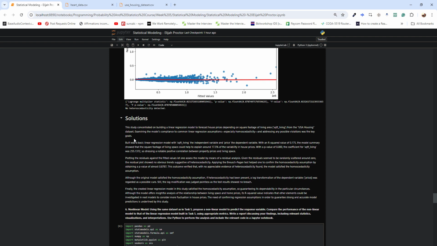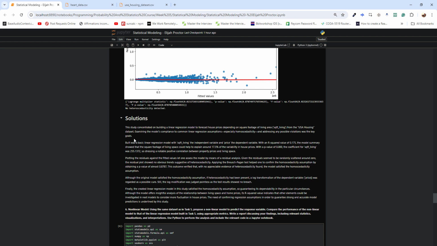Our goal is to check if the model met the key assumptions of linear regression, particularly whether the errors in predictions were consistent. Our model found that square footage could explain about 17.5% of the variability in house prices, which means other factors also play a significant role in determining prices. The model showed a positive relationship between square footage and price, with prices increasing about $255 for every additional square foot.